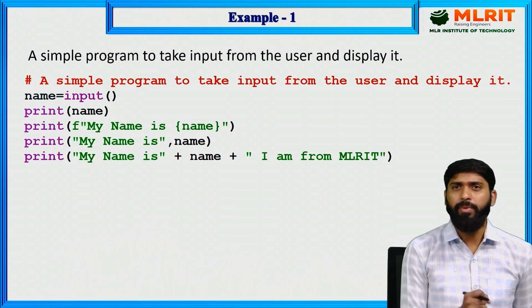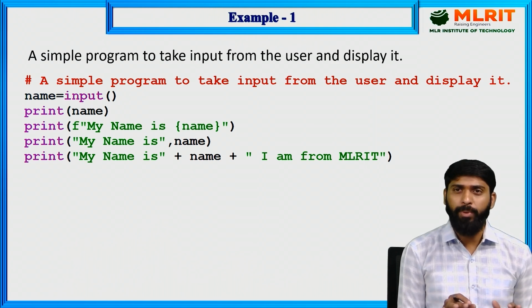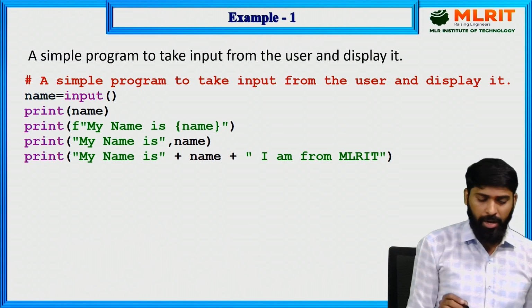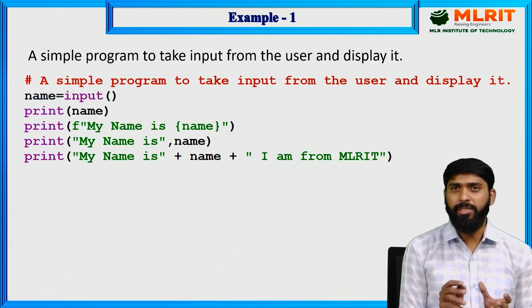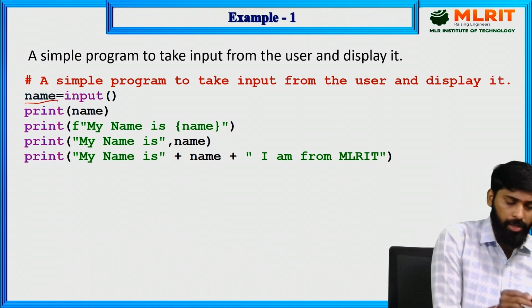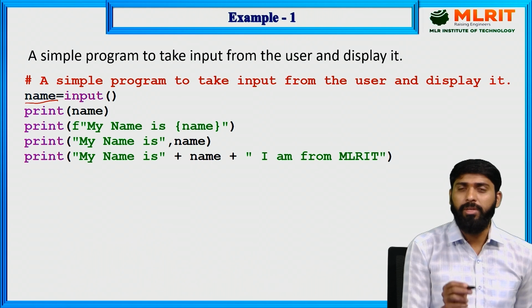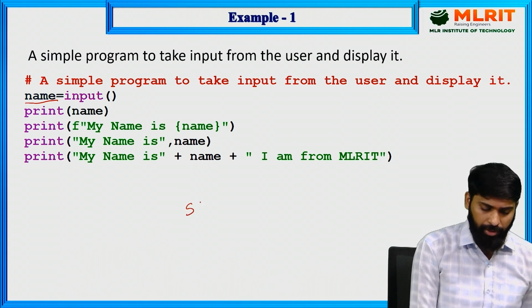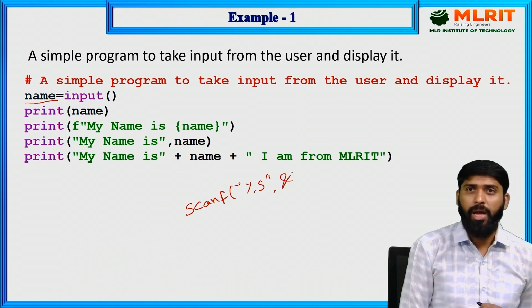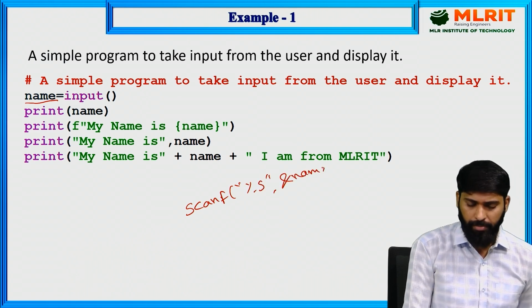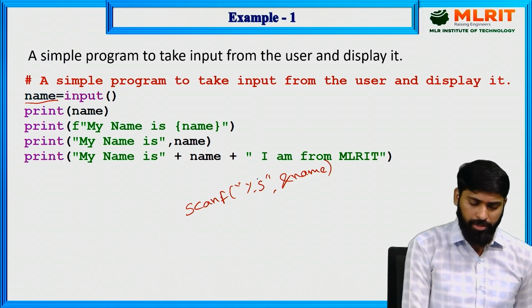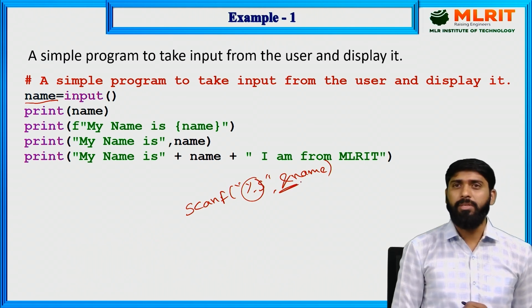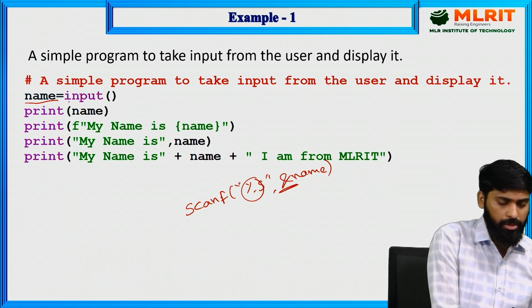So taking the input from the user means user will give the input from keyboard. Here I want to read my name from the keyboard and assign to a variable name. If you are writing the same program in C, then we use scanf function. Scanf, so percentage s, and we are going to use ampersand of name. But in Python it is very easy. Instead of using these control statements, these ampersand addresses, simply use input. That's it.